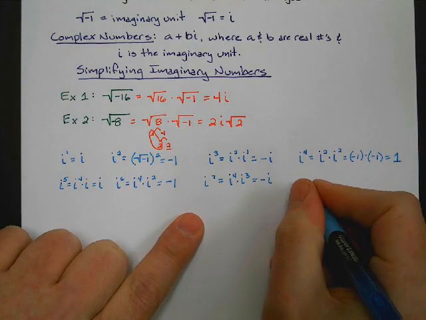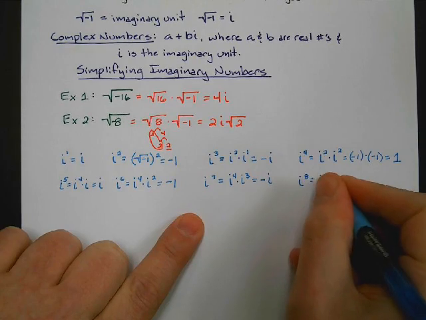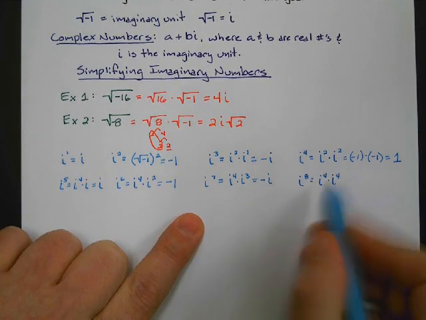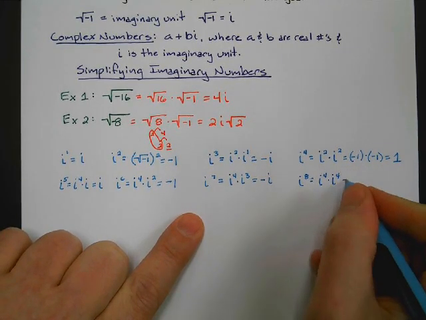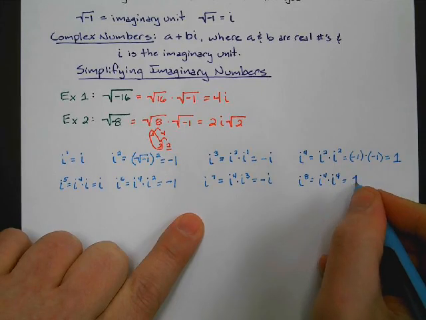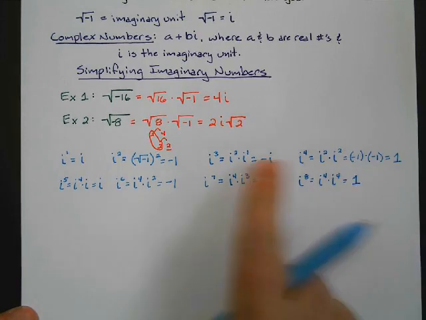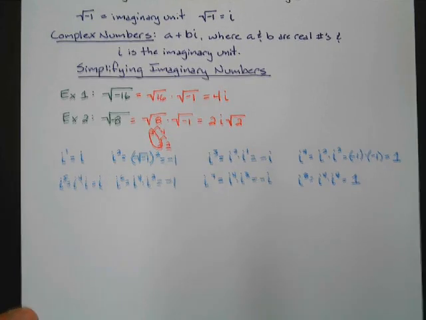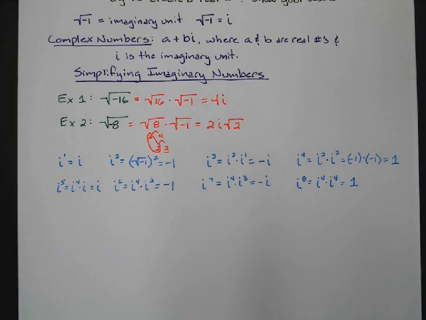And to finish this off, i to the eighth. i to the eighth is just i to the fourth times i to the fourth. And i to the fourth is 1. So this is 1 times 1, which is 1. And this pattern of i, negative 1, negative i, 1, is always going to continue. Every fourth power, you're going to get the same pattern repeated over and over and over again.